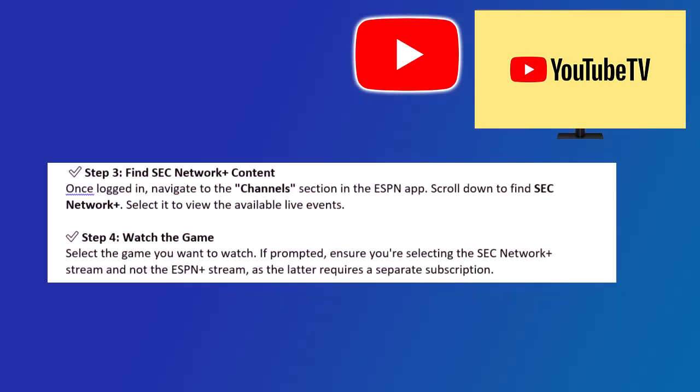Step 3. Find SEC Network Plus content. Once logged in, navigate to the Channels section in the ESPN app. Scroll down to find SEC Network Plus. Select it to view the available live events.